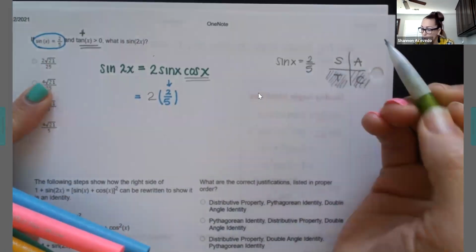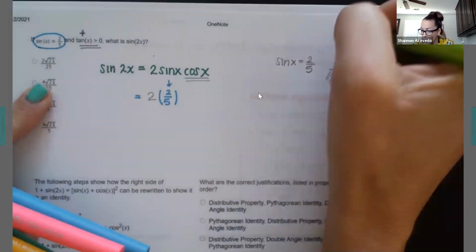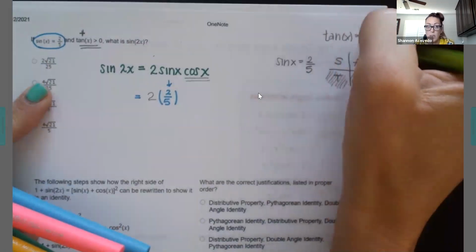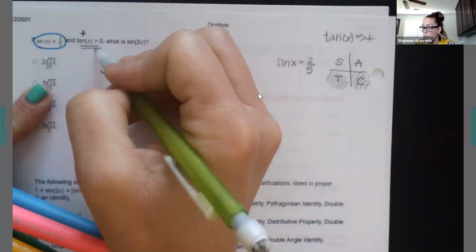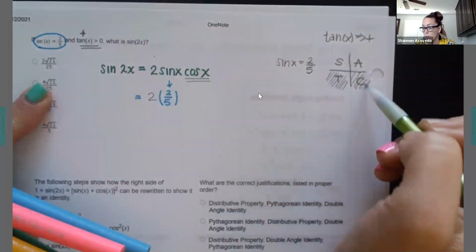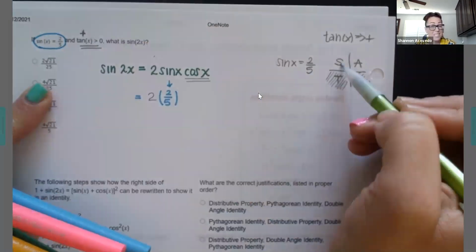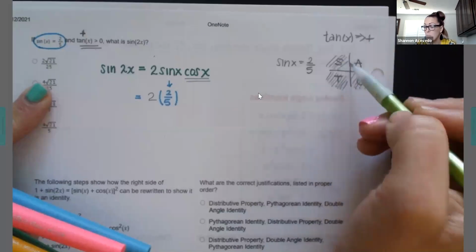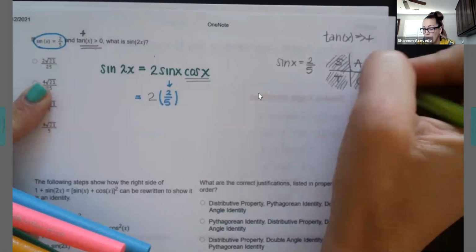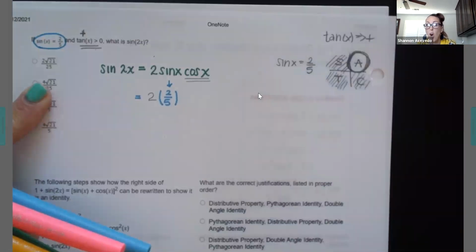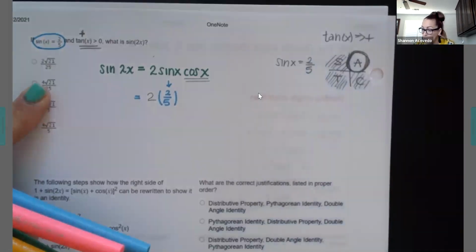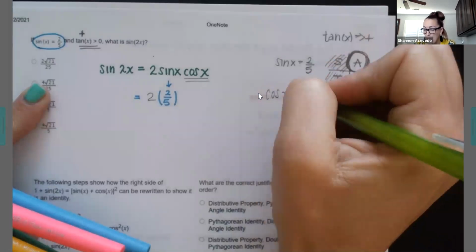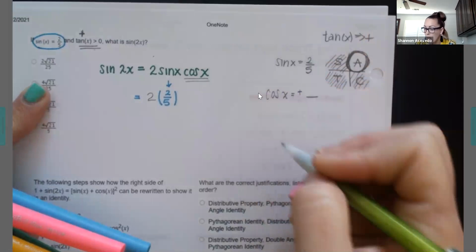I also know that my tangent of x has to be positive because it says it's greater than 0. So if I look here, I already know I can't be in one of these two. And if I'm in quadrant 2, tangent's not positive, so I could cross that one out. That means that I have to be working in quadrant 1. So they're all going to be positive, which is great because when I go find my cosine of x, I know it has to be a positive value.